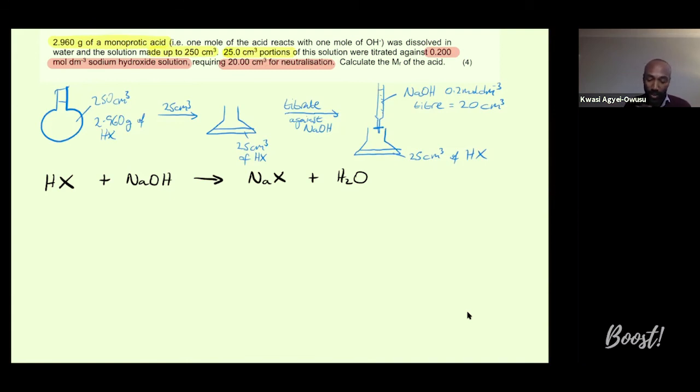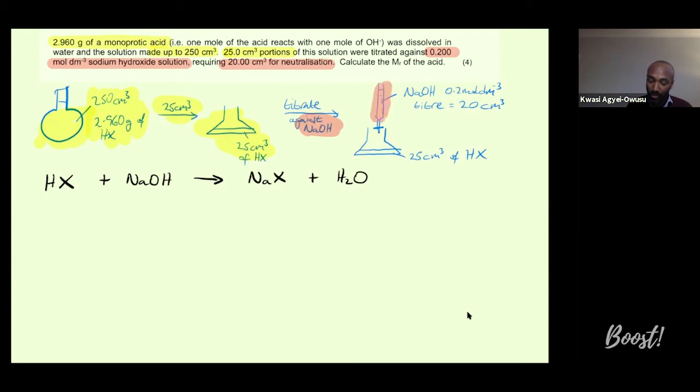So I'm going to go back to my highlighter again, and I'm going to highlight everything in yellow this time. So you've got your HX, which is your monoprotic acid, and we know that 2.96 grams of it is dissolved in 250 centimeters cubed, and that's what you've got in this volumetric flask. And then you're taking 25 centimeters cubed of the solution you've just made, and you're pipetting it into a conical flask. Okay, so pipette 25 centimeters cubed into a conical flask, and then you're titrating it against sodium hydroxide.